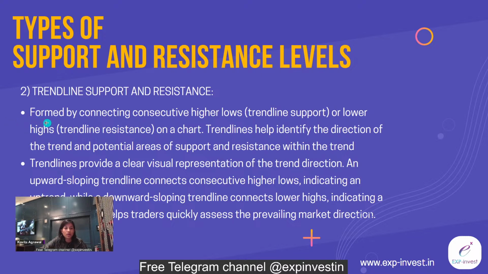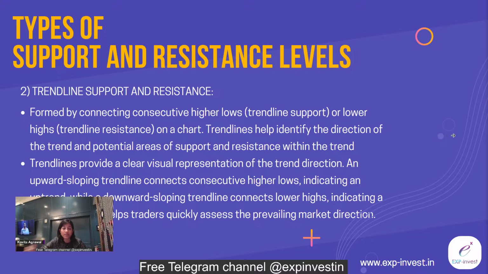Formed by connecting consecutive highs or lower highs, we can find the trend line resistance. Trend lines help to identify the direction of the trend and potential areas of support and resistance within the trend. They provide a clear visual representation of the trend direction, such as an upward sloping trend line. You can read this, but the idea is that trend lines that we draw also act as key support and resistance levels.